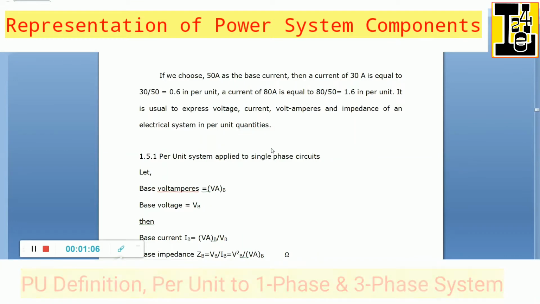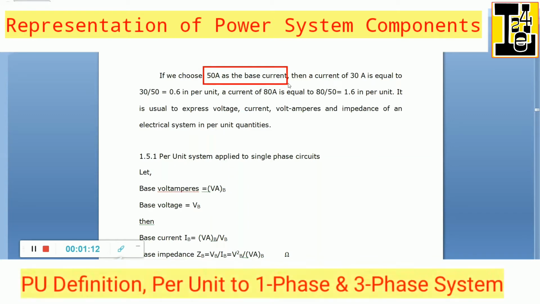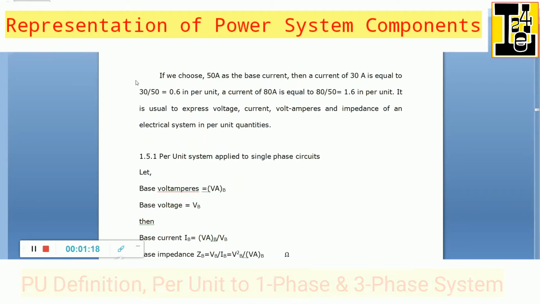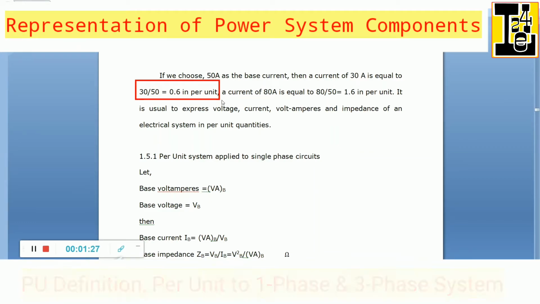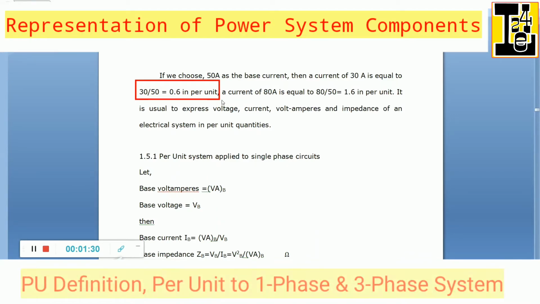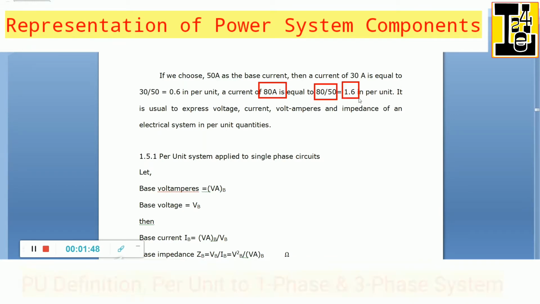Let me give you an example. If we choose 50 ampere as the base current, then the current of 30 ampere is equal to 0.6 per unit, that is 30 divided by 50, where 30 is the actual value of the current and 50 is the base. In the same way, if I take a current of 80 ampere as the actual value, then its per unit value with respect to the base value of 50 ampere will be 80 divided by 50, which is equal to 1.6 per unit.